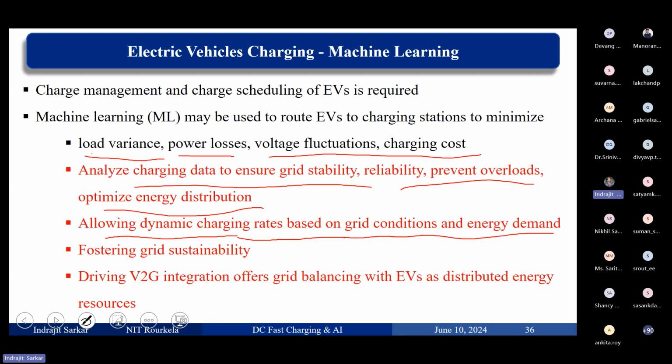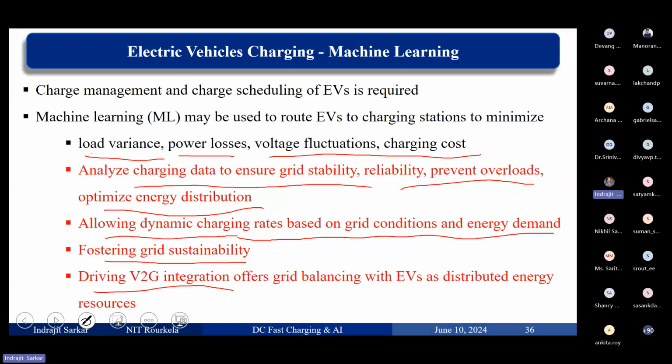Whether it is level 1, level 2 or level 3, it will decide based on grid conditions, energy demand and how much time you have. If you say you have 1 hour, okay, go for level 2, let's say. It fosters grid sustainability. It is helping the grid. The grid got some respite.